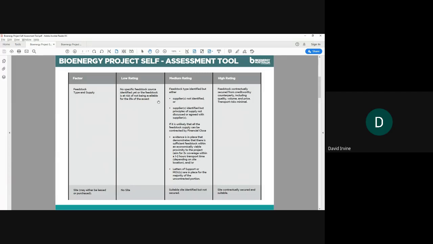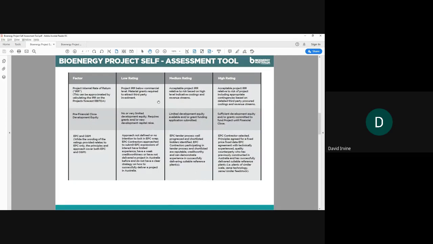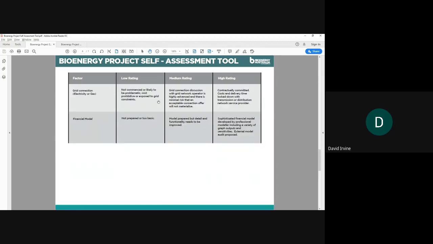So as you work down each of those factors, you've got feedstock, site, technology, offtakes, project returns, development equity, EPC and O&M considerations, reputation, and also comes into your kind of social license to operate, community support there as well, approvals, grid connection, and financial model. So as I say, there's a fair bit of information there, and in the interest of time, I won't go through it in detail, but there's a lot of information there for people to consider.